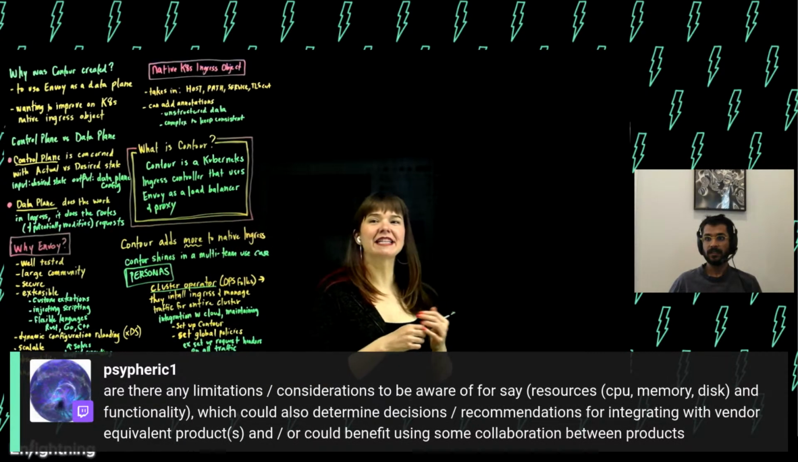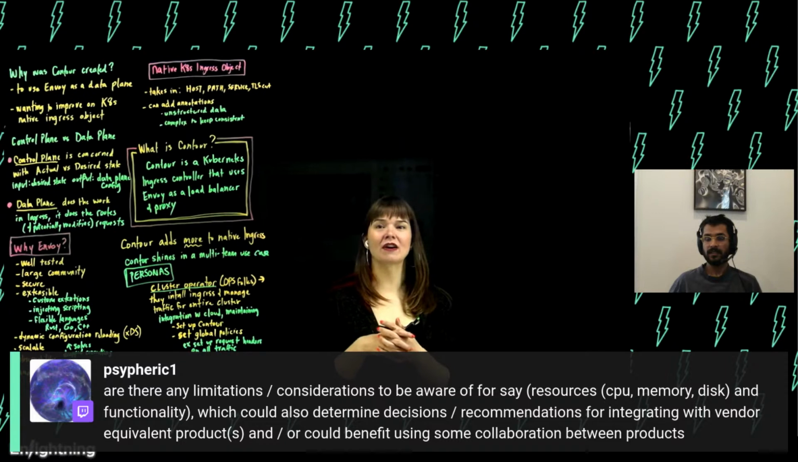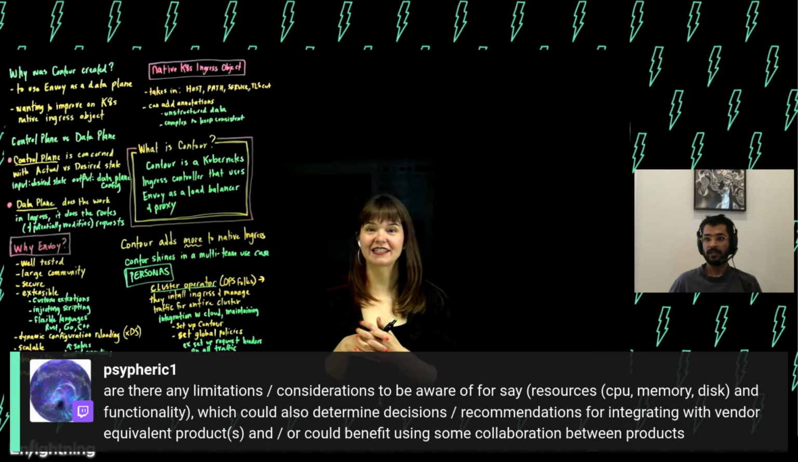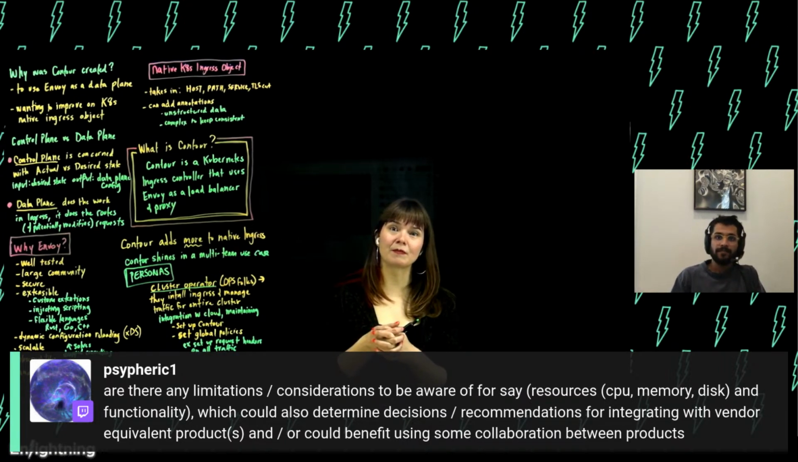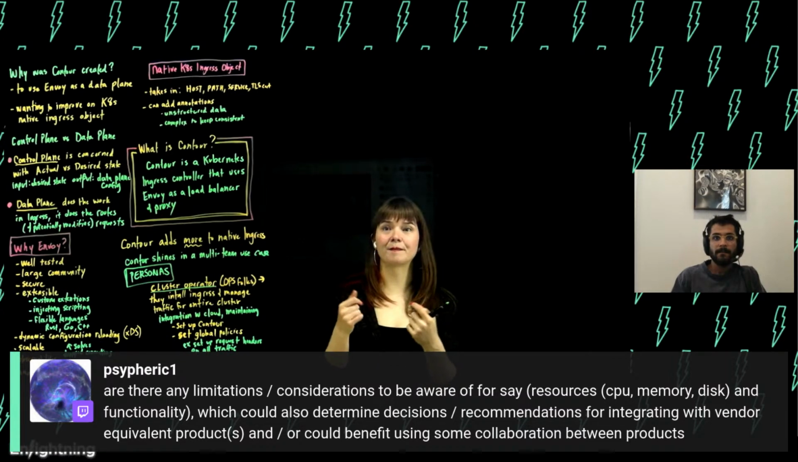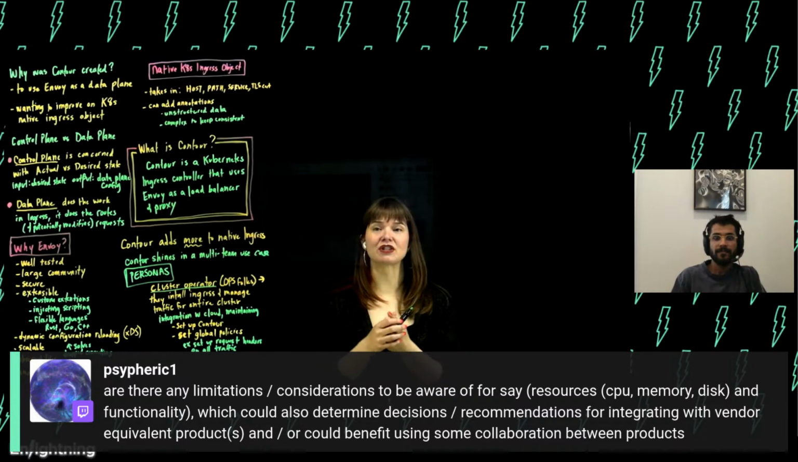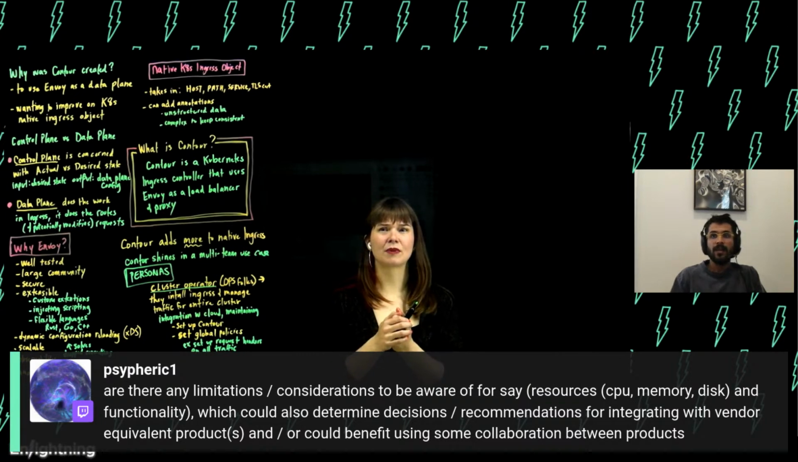Cool. We have Physpheric chiming in. Are there any limitations or considerations to be aware of for resources like CPU, memory, or disk space, and functionality, which could also determine decisions or recommendations for integrating with vendor equivalent products, or could benefit from some collaboration between products? So if you're integrating with the cloud ecosystem, are there special limitations and considerations to be aware of?